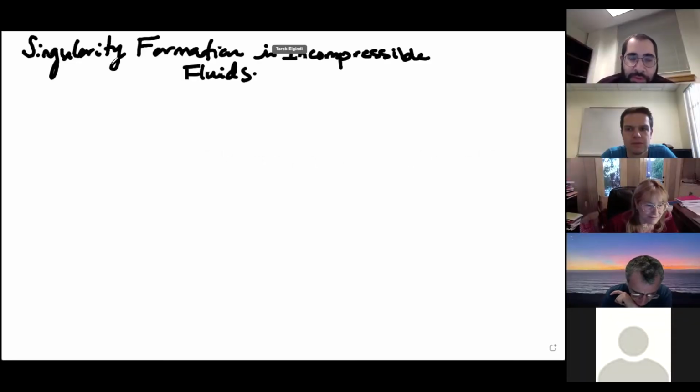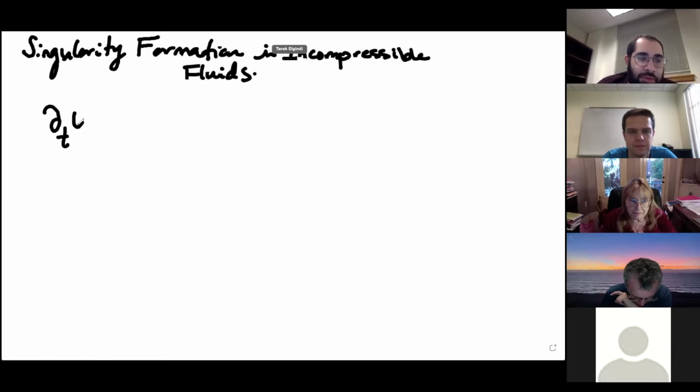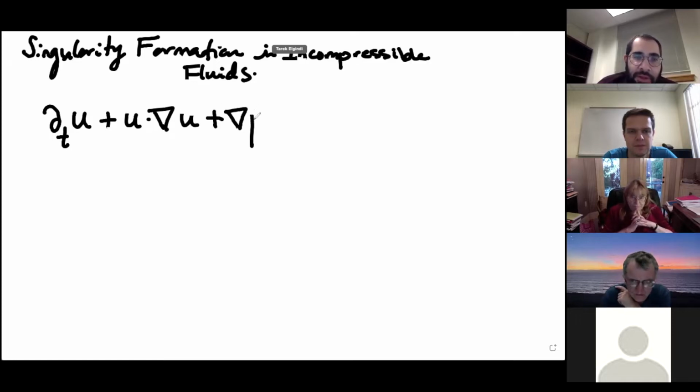Today I'll talk about some work I've been doing the last few years on singularity formation in the Euler equation specifically. So I'm going to try to recap and talk about what's next. I guess for this seminar, I don't need to go too much into the background. Let's just start from the beginning. So the Euler equation is this.